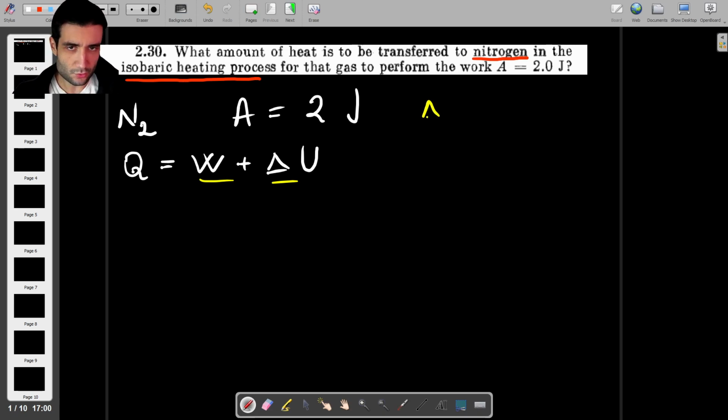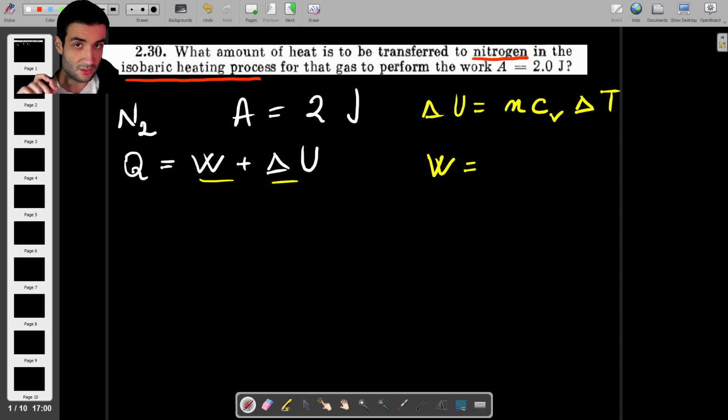So, of course, we have delta U, which is n times Cv times delta T. I'm using the molar form in this problem. And then we have the work. Now, keep in mind the work is process dependent. So we know the process, it's isobaric. So the work is just pressure times the change in volume, which is the same as n times Ru, the universal gas constant, remember, because we're using moles, times delta T.